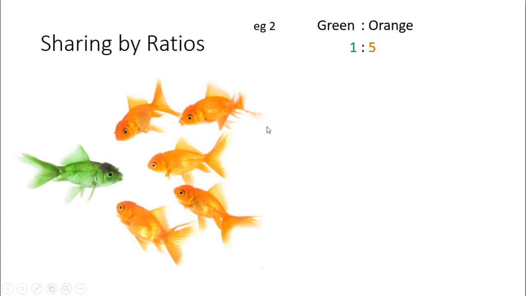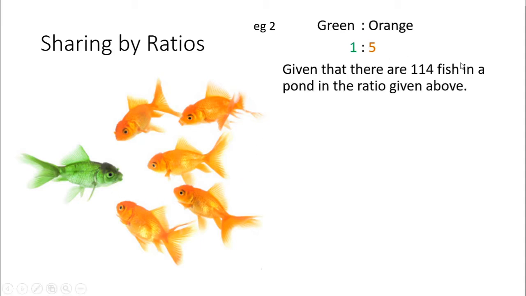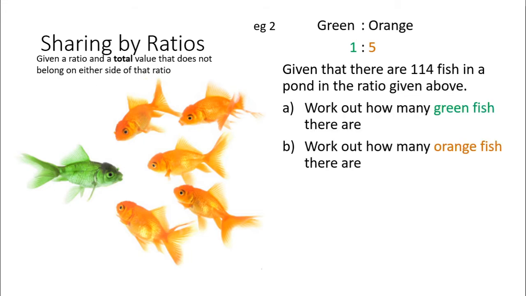Right, example 2. So again, I'm starting with the same ratio, a green to orange ratio of 1 to 5. Just the same picture, it all looks exactly the same. The important thing is the information I give you next. Given that there are 114 fish in the pond and in the given ratio above, so this time I'm giving you not the number of green fish or the orange fish, this is the number of fish there are all together. That's what makes this a sharing by ratio question. You're given a ratio, and you're given a total value. It does not belong on either side of the ratio.